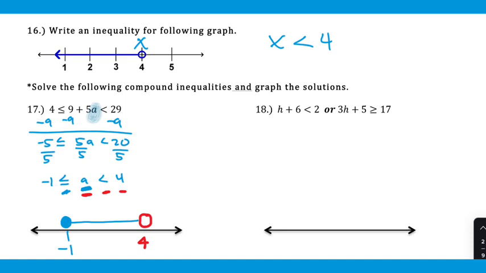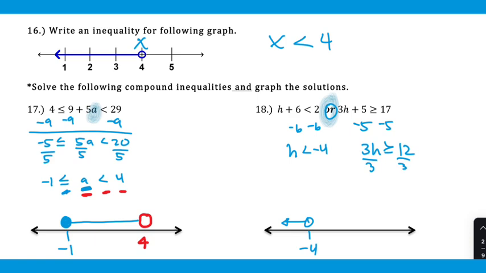On 18, this is an or situation, so we know we solve it as 2 separate inequalities. I solve the first and I get h is less than -4. And then I solve the second, subtracting 5 and dividing by 3. And I get h is greater than or equal to 4. So it's a closed circle and it's greater than, which makes sense.